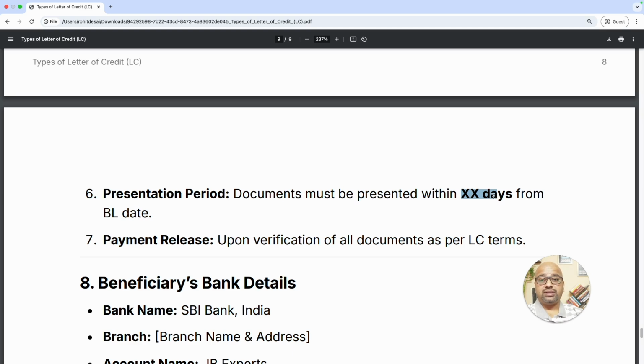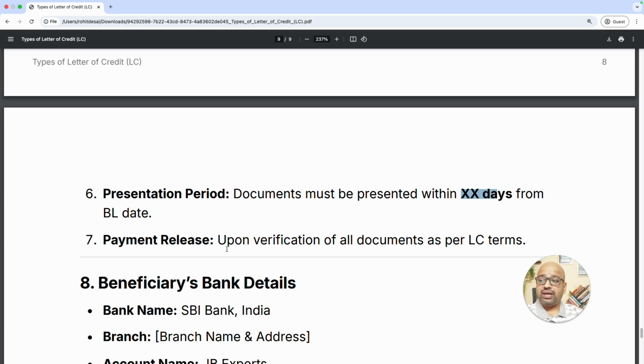It could be 10 days, 15 days, 30 days, but put a practical date, because getting a BL may take time. An instant copy you will get, but to get a physical copy in your hand, it will take at least 2 to 3 days, based upon how far your CHA or your freight forwarder is from you. So they have to courier it, and that has to come to you. So it will take time. So that is one clause.